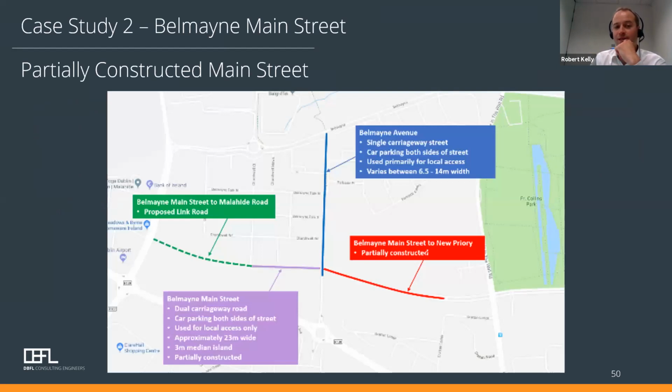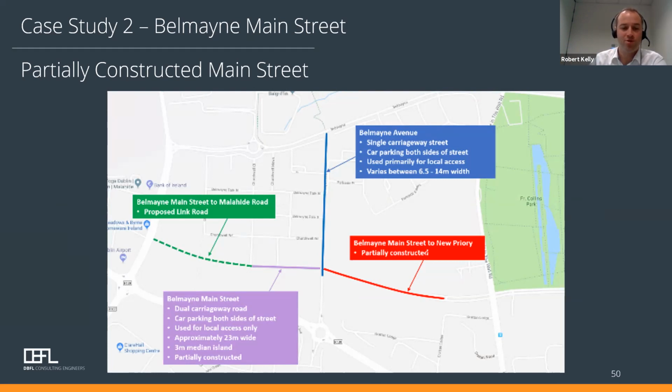Another second case study relates to a scheme which Dublin City Council has developed in the northern fringe area of the city, which is close to the border with Fingal County Council. It's a slightly different scheme in that it was partially constructed and wasn't completed just prior to the recession in the noughties. It's an example of how, while a particular scheme might be in place, the direct conclusion you might make is that we just complete the scheme as built.